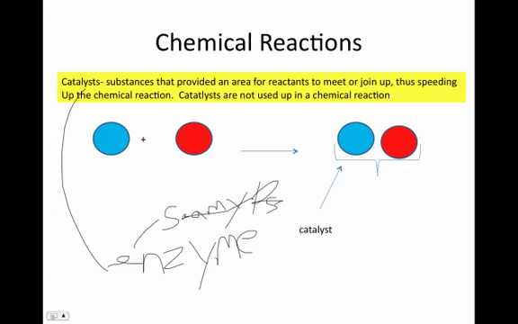So how does an enzyme, or how does a catalyst, work? It provides a special location for the two reactants to meet, which speeds up the process of making new products, in our case green. The catalyst isn't used up. Once these two meet to create a green product, the catalyst can come back and help two more blue and red meet again. So catalysts are not used up. They provide a spot for the reactants to quickly get together to make a product.